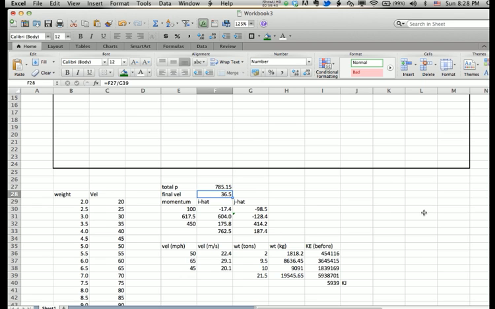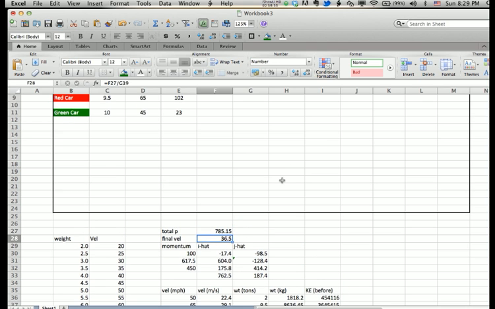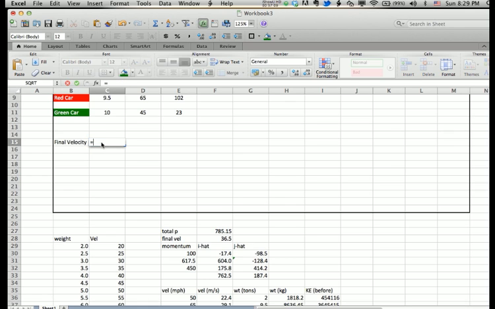Well, let's do that a little bit later. So the hardest part about this entire program, we'll be taking this 36.5 miles per hour. That's not a problem, and we're going to be able to come up here, somewhere down in here, and I'll say final velocity, and I'll go in here and say equals, and I'll come down here and grab my final velocity like that, and I'll say miles per hour.